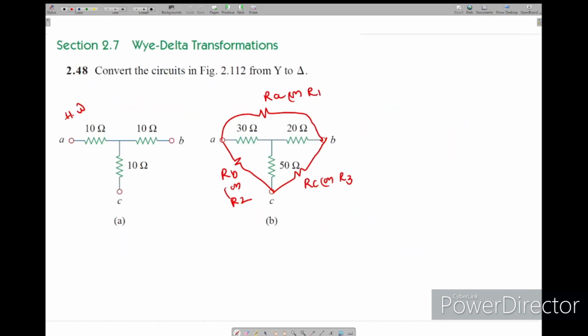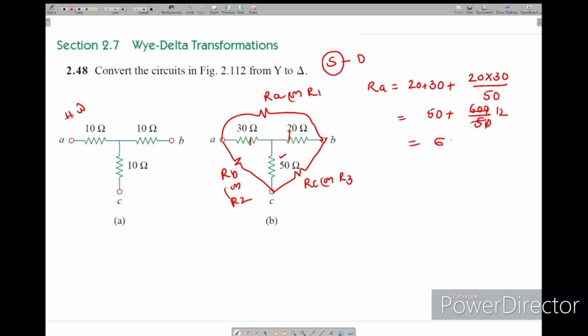If you see, now we want to find the RA. What is given, this is star to delta. What I told, first remember the sum of these two, means 30 plus 20, 20 plus 30, plus their product 20 into 30 divided by remaining, which is 50. This is only our answer for RA. 600 by 50. So we have 62 ohm as RA. The value of RA or R1 is 62 ohm.